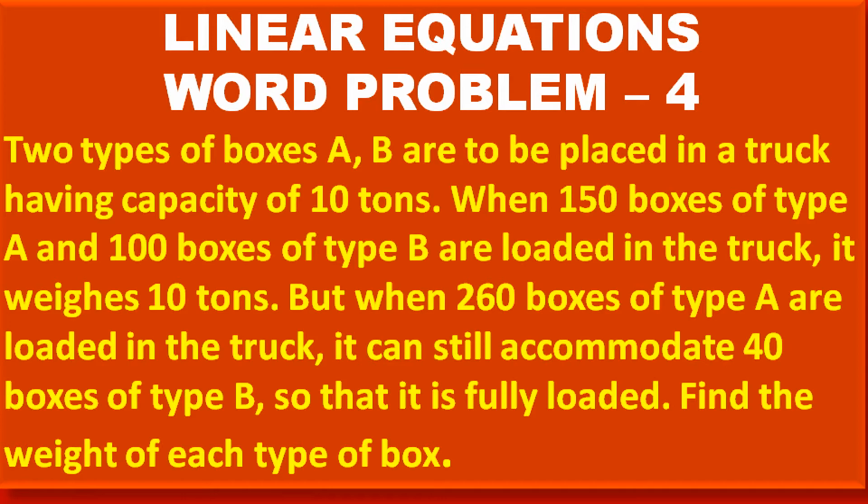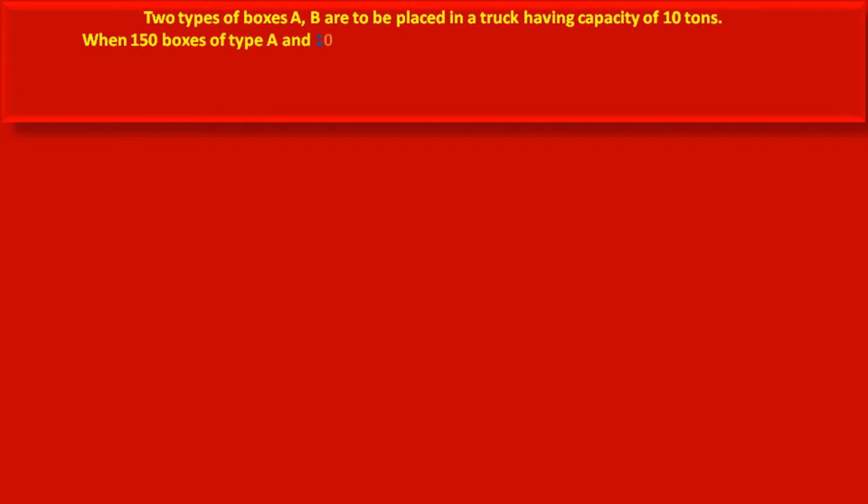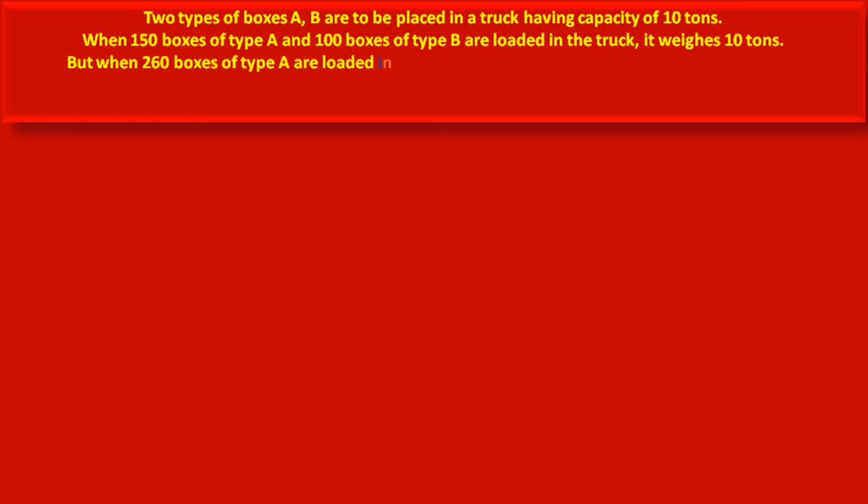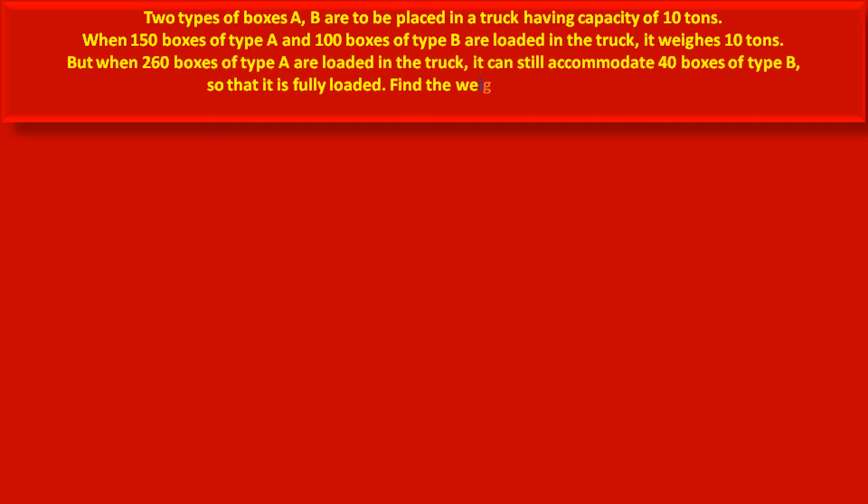Let's see. Now in this problem, two types of boxes are given, A and B, having different weights, and two conditions are given to form two equations. So first we have to form two equations by using these two conditions. But before that, we have to assume some variables for the weight of each type of box.